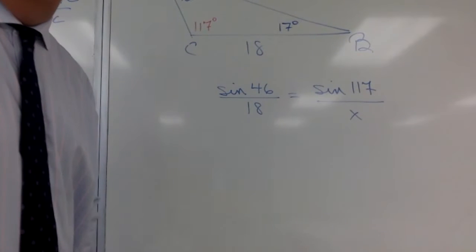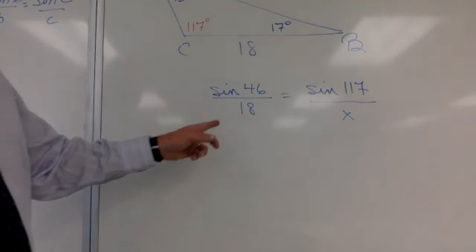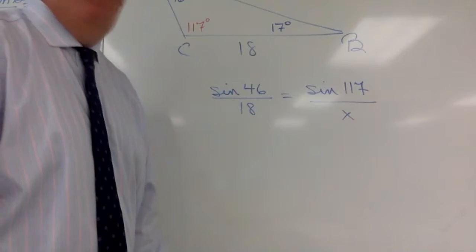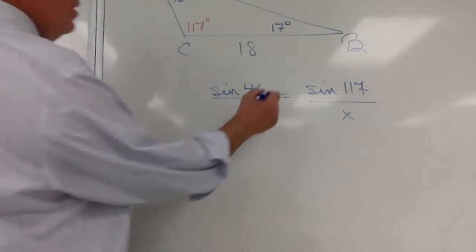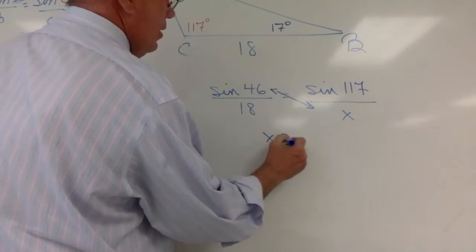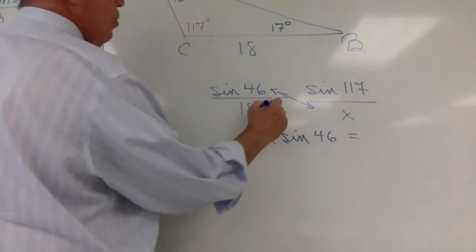Come on, guys, you got to talk to me. I can't see. Yes, sir. All righty. Now, how do you solve an equation between two fractions? What do you do? Yeah, cross multiply, ready? So this is x times the sine of 46 has to be equal to what?